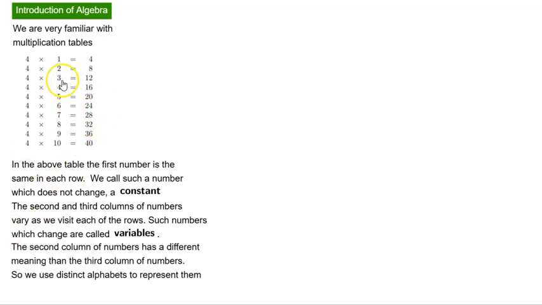Here, the second column of numbers has a different meaning than the third column of numbers. So what is the difference? This is just a sequence of numbers 1, 2, 3, 4 up to 10. And this is the multiple of 4. So multiple of how many times? That is given by the second column of numbers. So we use distinct alphabets to represent them.